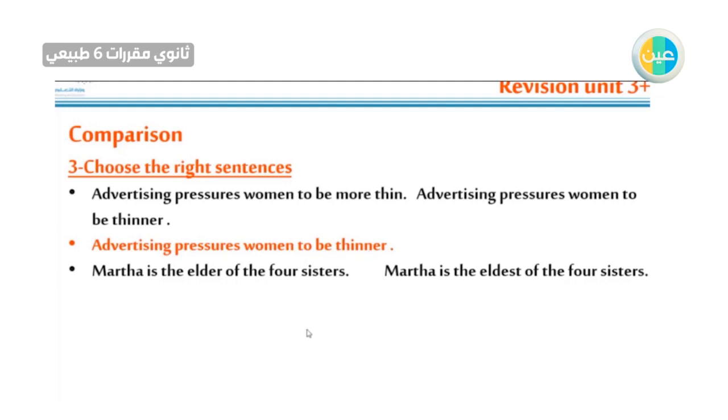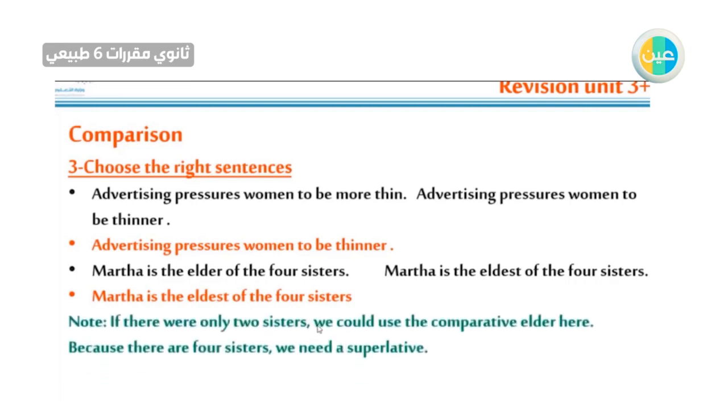Martha is the older of the 4 sisters, or Martha is the eldest of the 4 sisters. Yes, Martha is the eldest of the 4 sisters. And please note something. If there were only 2 sisters, like Martha is elder than her sister, okay, just Martha and her sister, we could use the comparative elder, okay? Here, because there are 4 sisters, we need a superlative.